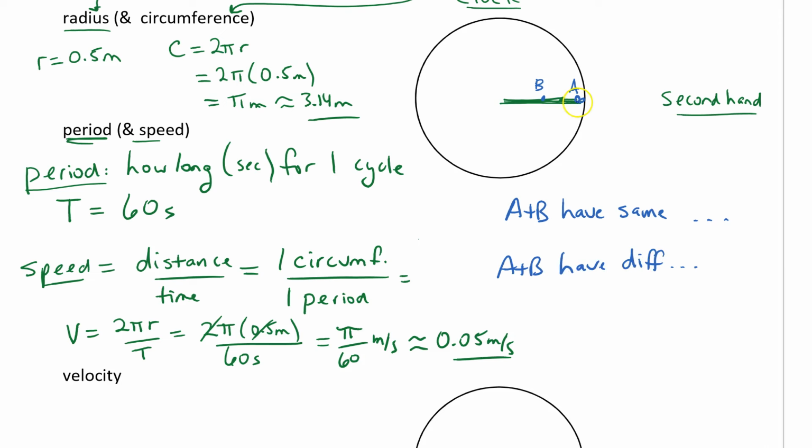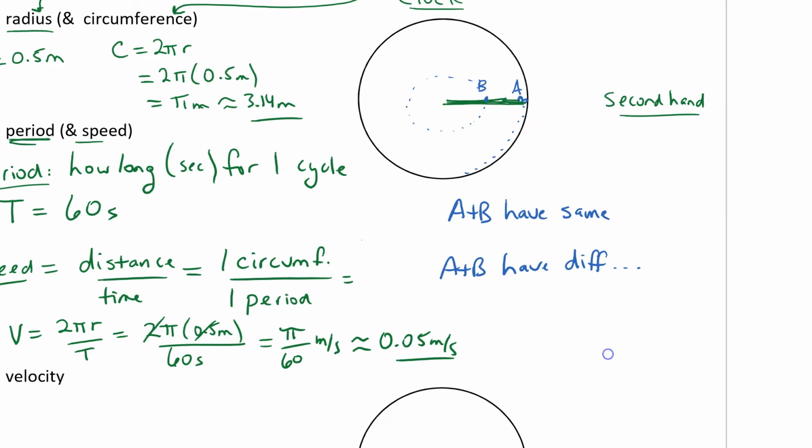So when you think about the path that A takes, A would be going around this part, and B would be going around in basically a smaller circle. So what do they have that's the same? Well, they are going to be taking a lap in the same amount of time. So really they have the same period.